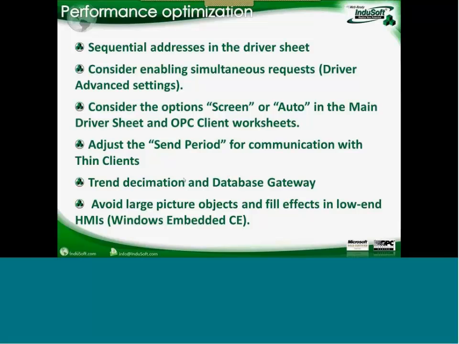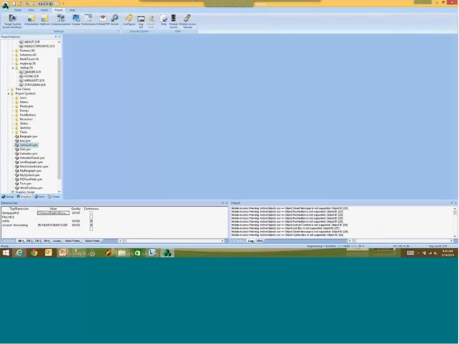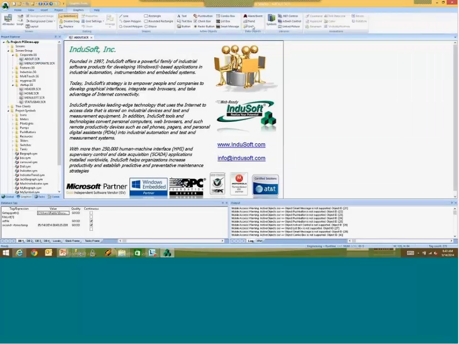Trend decimation can greatly increase the performance when retrieving data from a database and displaying it on the screen. So if I go to any screen here and create a trend control, under Advanced, you have the option Decimation, which by default has 2048 points. What it means is no matter how many points you are retrieving from the history, it's going to display the information on the screen with the resolution of up to 2,048 points.